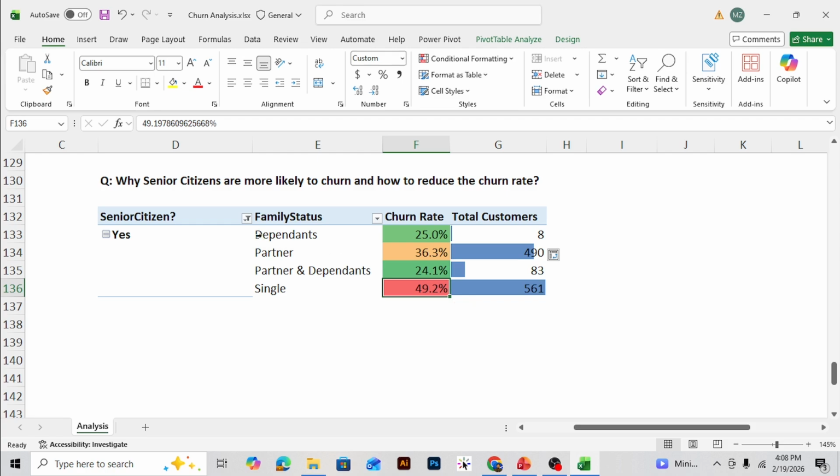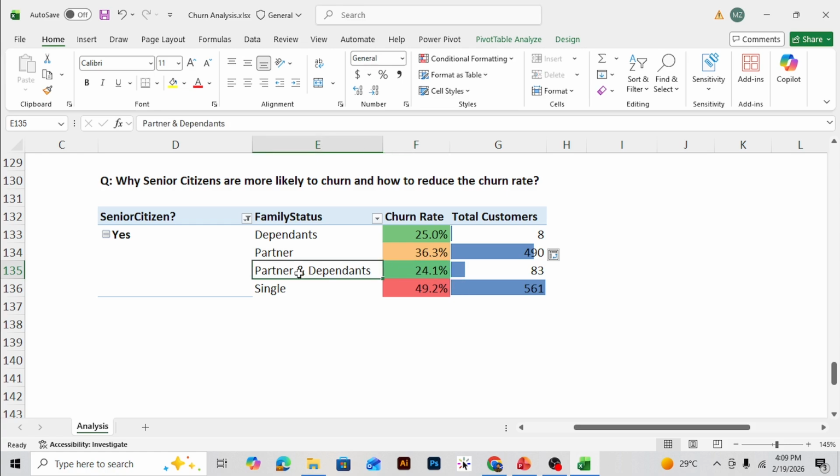And if you look at the dependents and the partner and dependents, the churn rate is quite similar. And those who have partner and dependents, the churn rate is minimum in this case, because the decision doesn't rely on only one person. The decision relies on all of the family members of that senior citizen. This is why the churn rate for the partner and dependents is minimum.